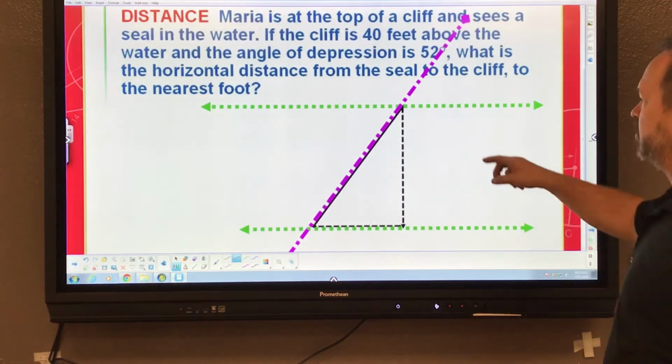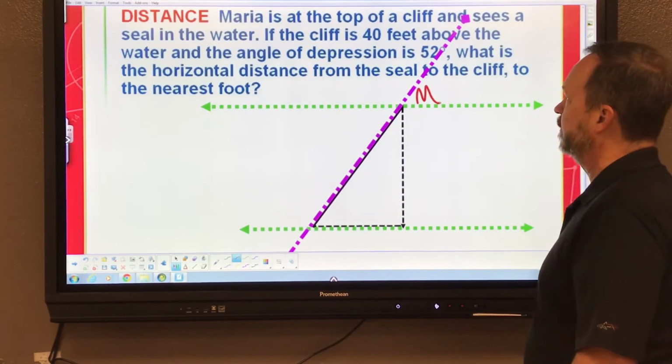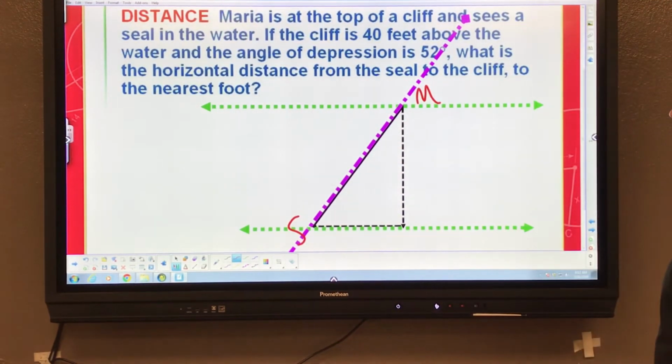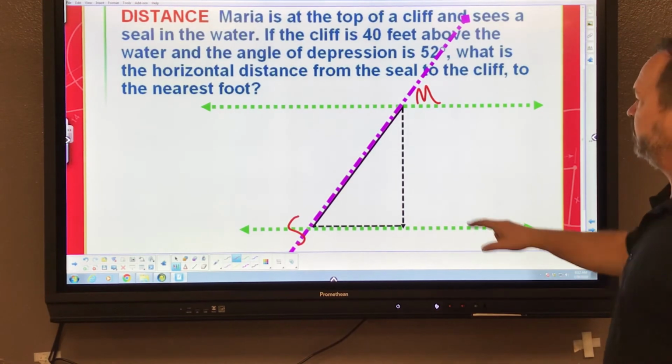So Maria is up here on top of this cliff, right? Maria's up here. And she looks down into the water and she sees a seal down in the water. The cliff is 40 feet above the water.